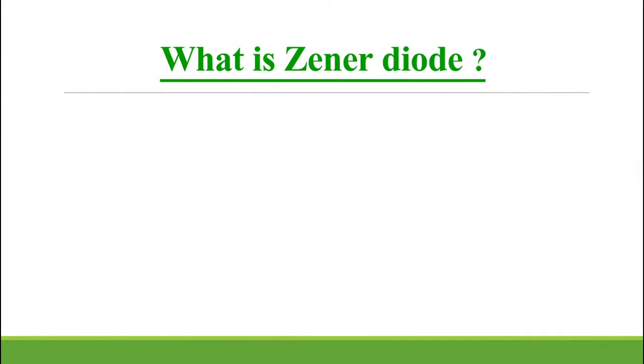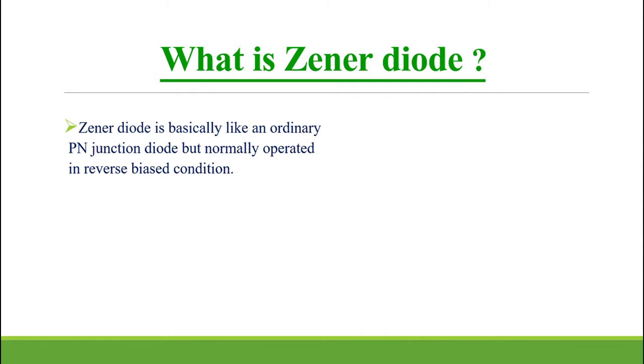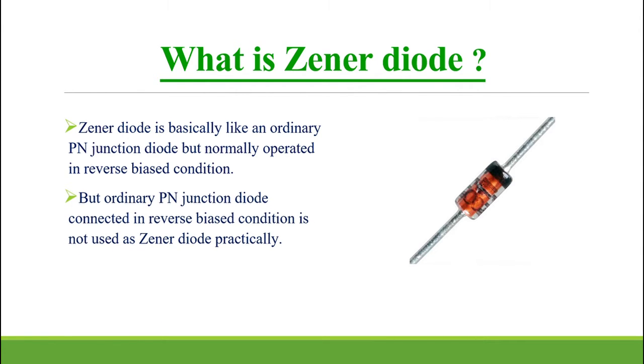What is Zener diode? Zener diode is basically like an ordinary p-n junction diode but normally operated in reverse bias condition. This is an image of Zener diode, but an ordinary p-n junction diode connected in reverse bias condition is not used as Zener diode practically.